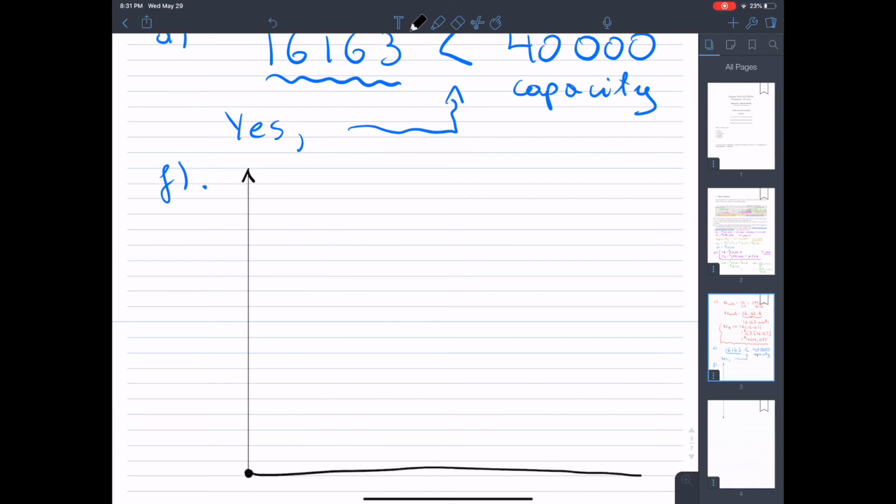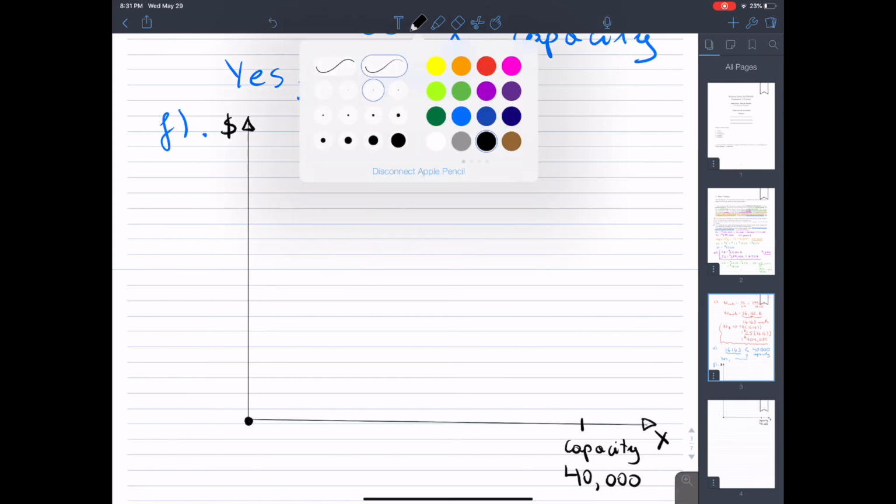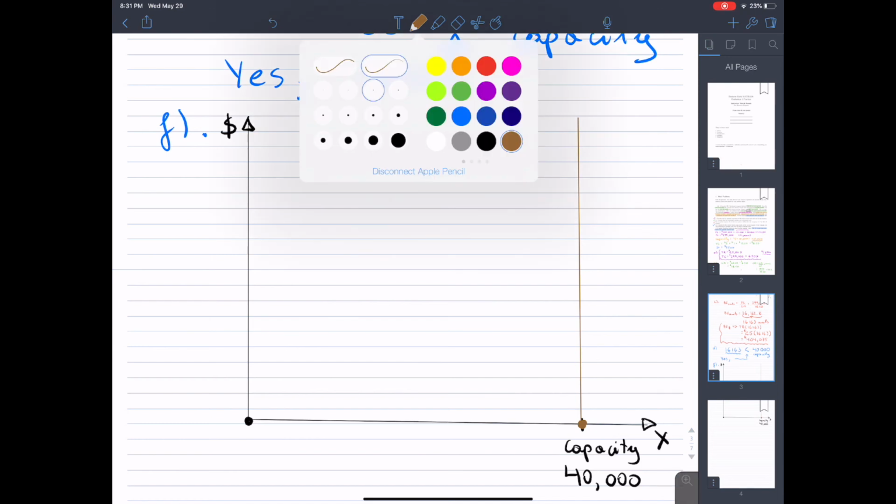So my axes. Okay, so this is what I have. So this will be my volume. This will be in dollars. And the first thing, we want to put our capacity, which is 40,000. So, and we know that we cannot go over that capacity. So I like to draw this vertical line to remind me of that.